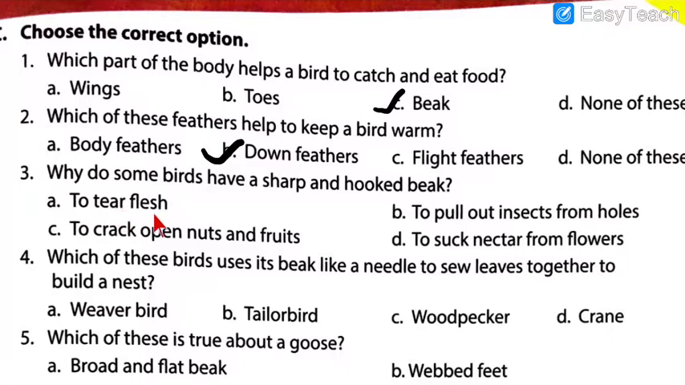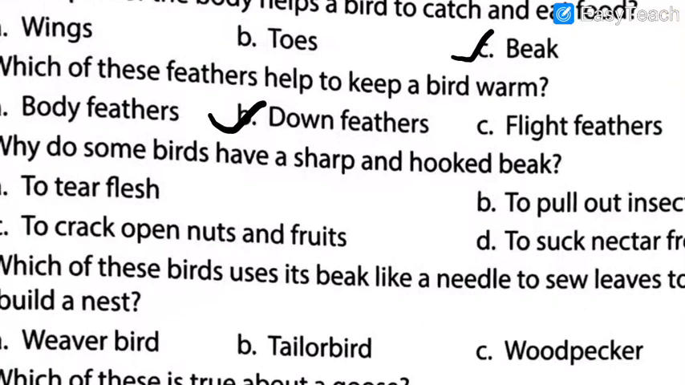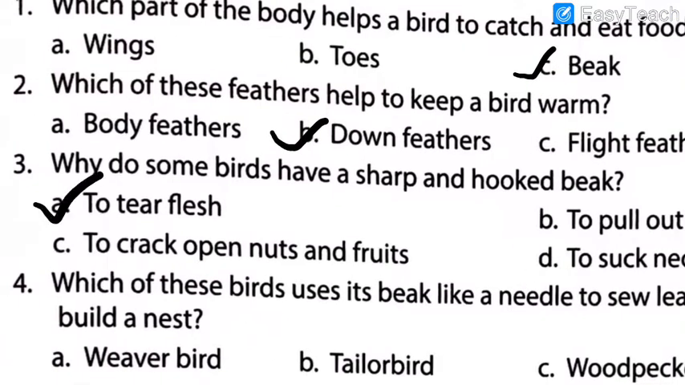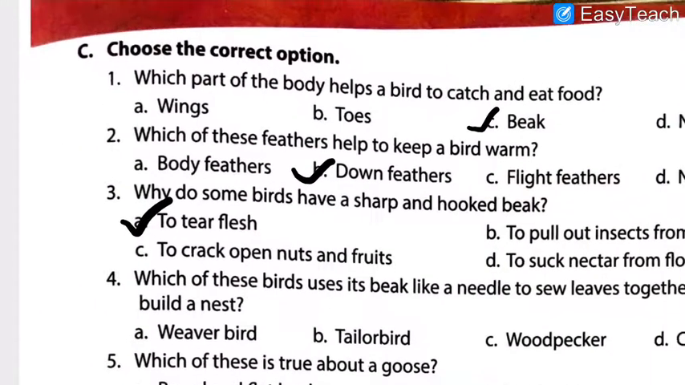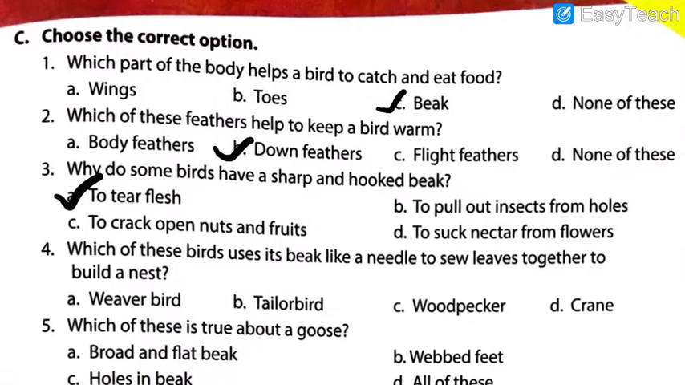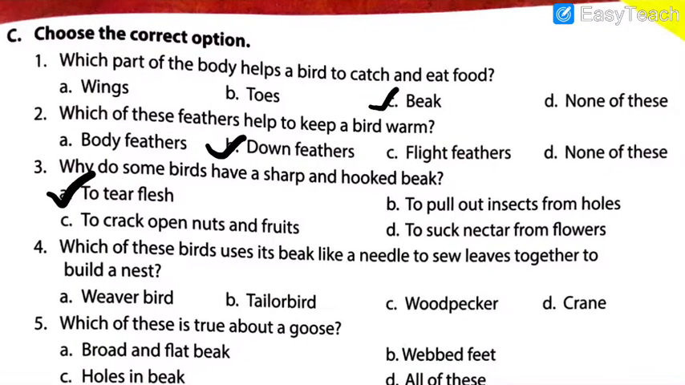Option A, to tear the flesh. Option B, to pull out insects from the holes. C, to crack open nuts and fruits. And D, to suck nectar from the flowers. I hope that you have selected the answer. The correct answer is to tear the flesh. Option A. Option A is the correct answer.